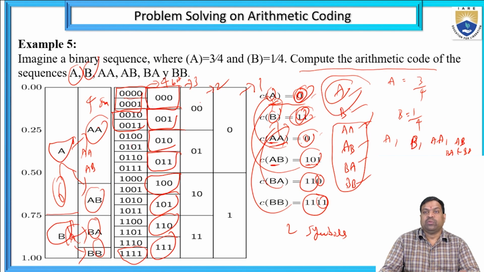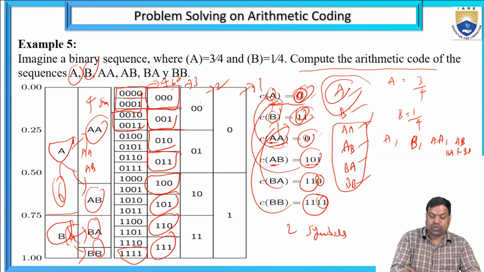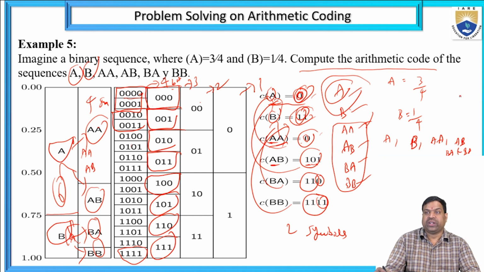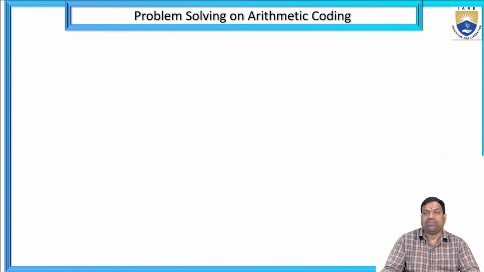Here also the input is probability values, 3 by 4 and 1 by 4. We convert 4 bits to 3 bits, 3 bits to 2 bits, and 2 bits to 1 bit. So finally two symbols are there, 0 or 1.